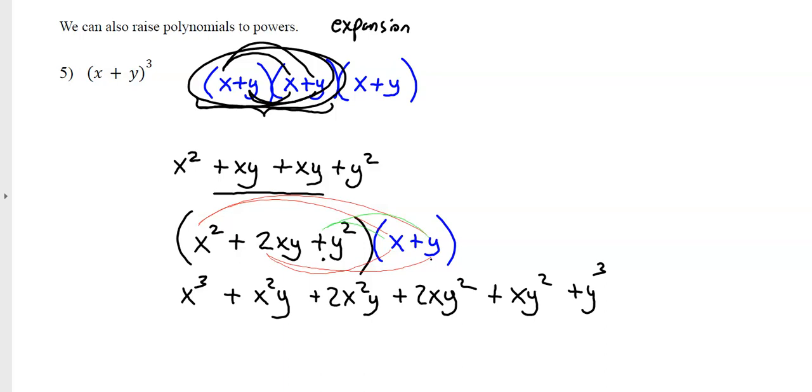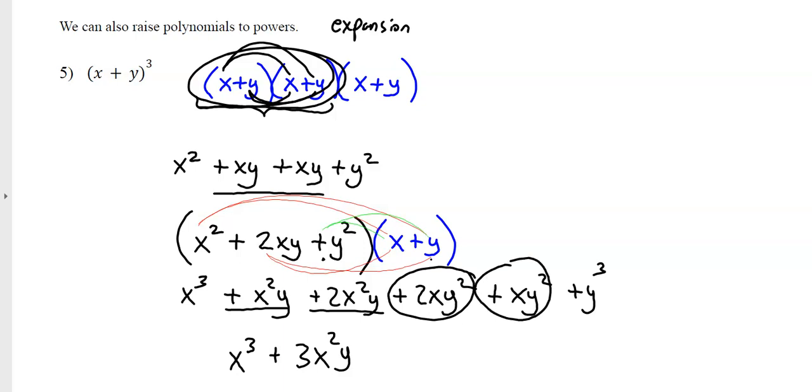And now we've got to see if there are any terms that can be grouped together. Well, I think I do have a few. I think I have this x squared y and another 2x squared y. So that's 3 of them. So I have 3 of those x squared y's. And then the xy squared family, I've got 2 of them and another 1 of them.